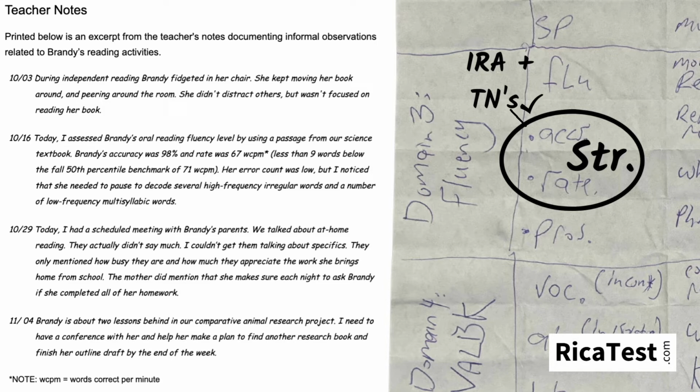Her error count was low, but I noticed that she needed to pause to decode several high frequency irregular words and a number of low frequency multisyllabic words. Okay, so again, keep that in mind. And then 10:29. Today I had a scheduled meeting with Brandy's parents. We talked about at home reading. They actually didn't say much. I couldn't get them talking about specifics. They only mentioned how busy they are and how much they appreciate the work she brings home from school. The mother did mention that she makes sure each night to ask Brandy if she completed all of her homework.